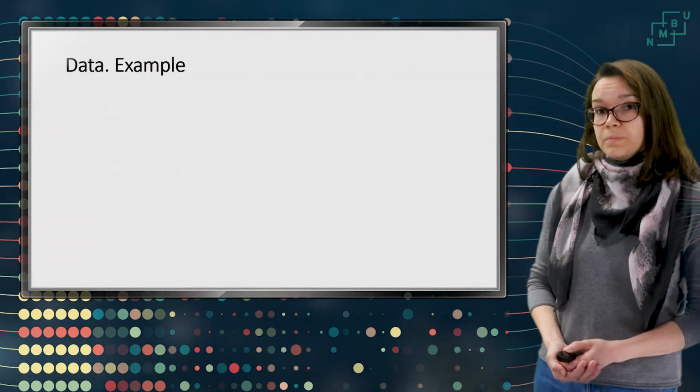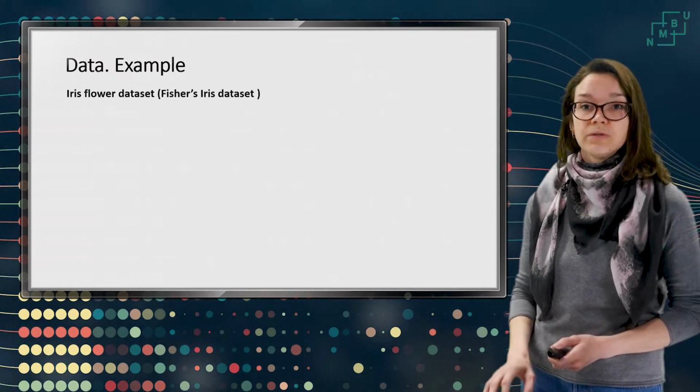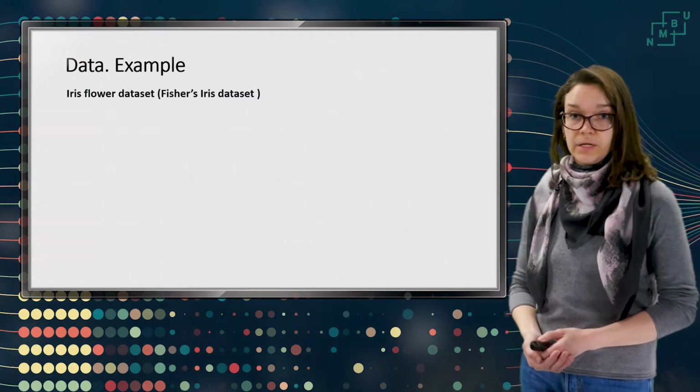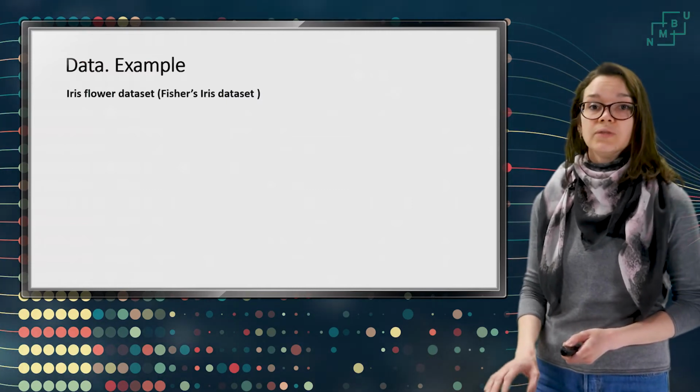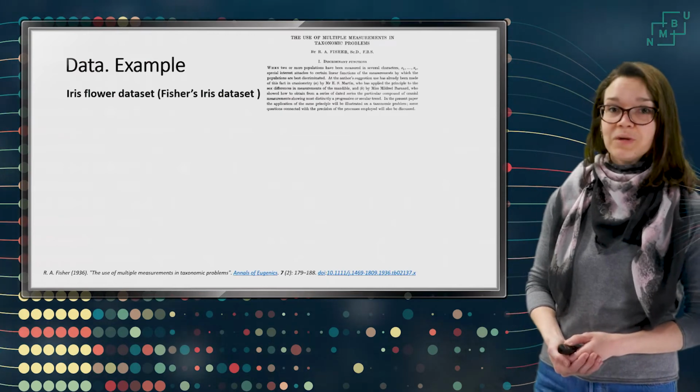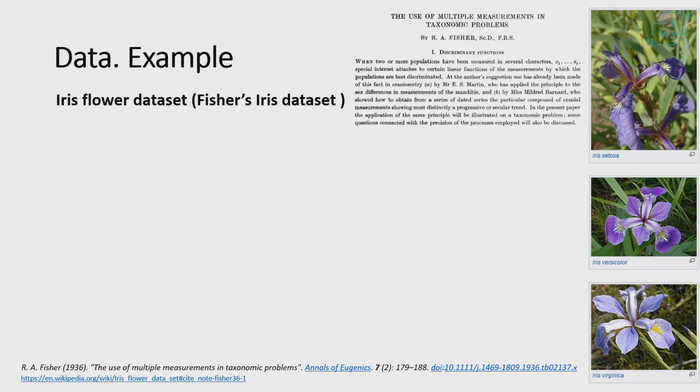Let us consider an example. The famous iris flower dataset or Fisher's iris dataset is a multivariate dataset introduced by the British statistician and biologist Ronald Fisher in his 1936 paper, The Use of Multiple Measurements in Taxonomic Problems. It is sometimes called Anderson's iris dataset because Edgar Anderson collected the data to quantify the morphologic variation of iris flowers of three related species: Iris setosa, Iris versicolor, and Iris virginica.